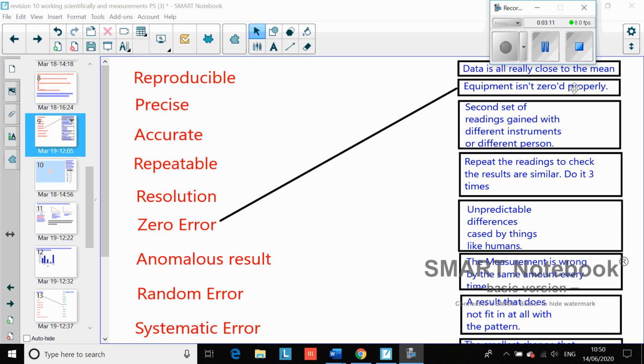So, for example, just to make things more complicated, a systematic error caused by using equipment that isn't zeroed properly is called a zero error. For example, if a mass balance always reads 1 gram before you put anything on it, all your measurements will be 1 gram too heavy. Okay, so you could think about what you would do with that.